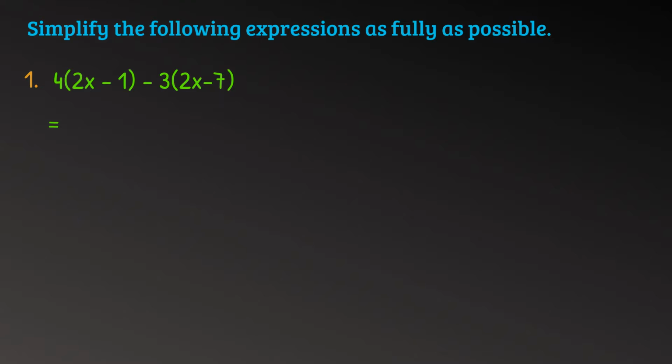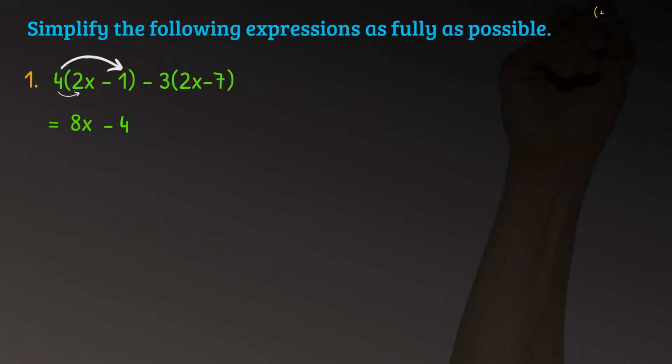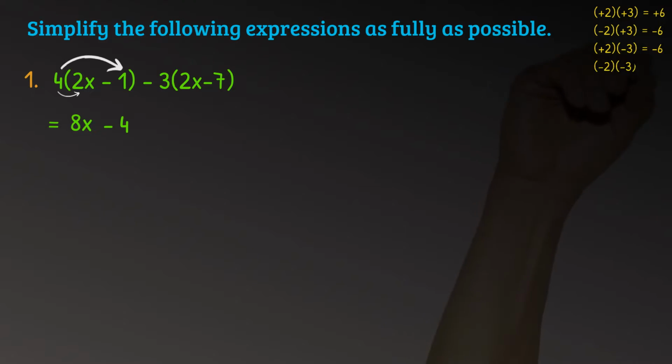Now in the first question, you can see there's a 4 in front of the first bracket. So the first thing we do is multiply the 4 by the 2x and we get 8x, and then we multiply the 4 by the -1 and we get -4. And don't forget that a plus times a plus is a plus, a minus times a plus or a plus times a minus is a minus, and a minus times a minus is a plus.